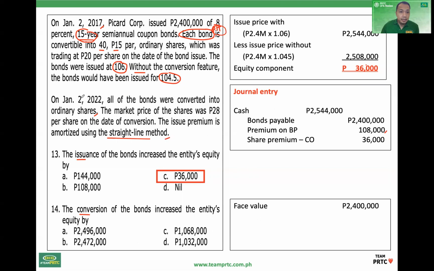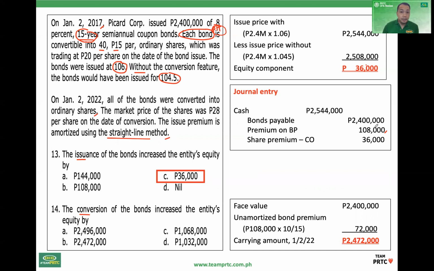The conversion happened after 5 years, 10 years before due date. So the remaining premium is 108 times 10 over 15 using the straight line method. Face value plus the unamortized premium is the carrying amount on the date of conversion. That amount transfers from liability to equity, and that's the total increase in equity. Answer? Okay, number 14, bravo.